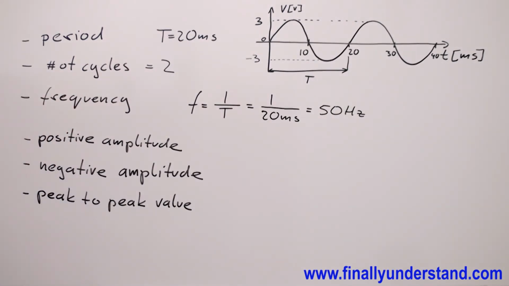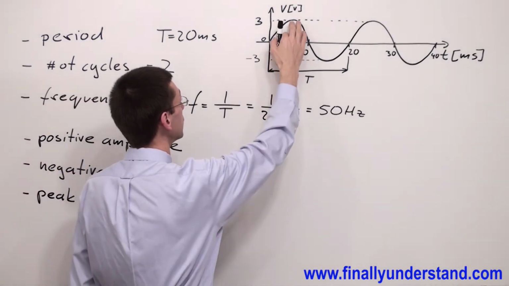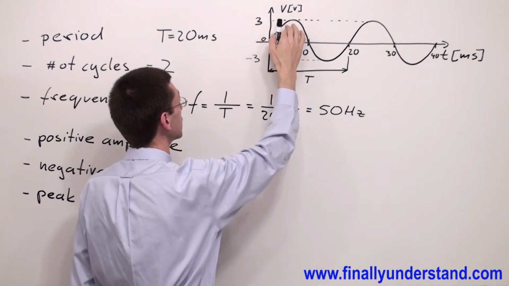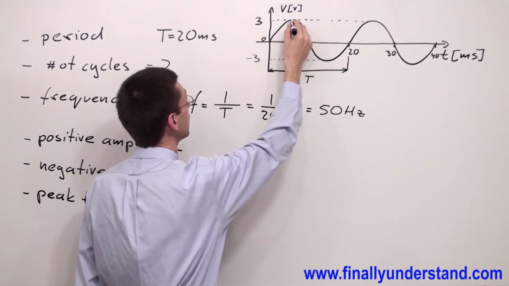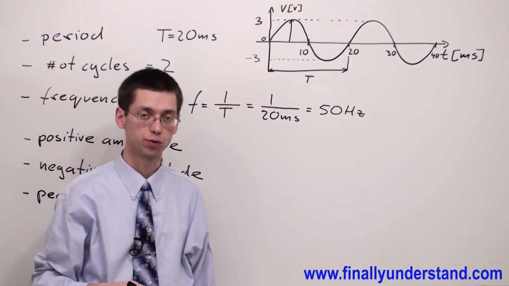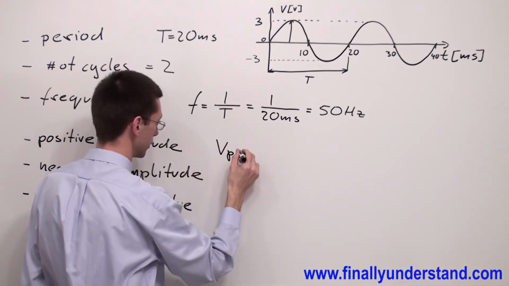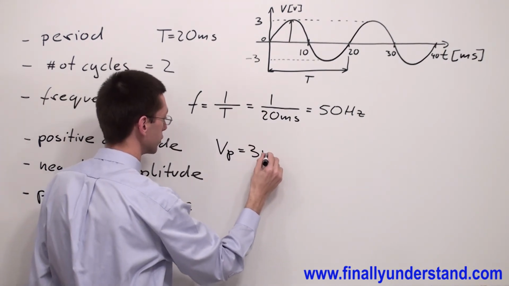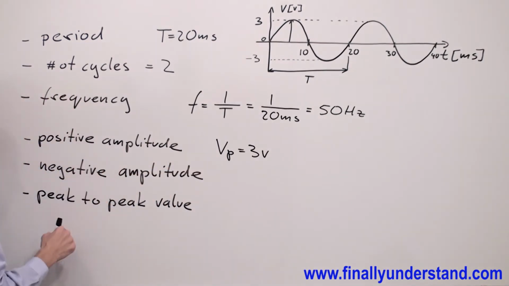Next, we're supposed to find the positive amplitude. Positive amplitude is the maximum value of my wave. In this case, this is voltage, that's why this is going to be maximum voltage, and this is going to be equal to 3 volts. Maximum voltage is also called voltage peak. I'm going to use voltage peak always. So I have voltage peak equals 3 volts. This is my maximum voltage.